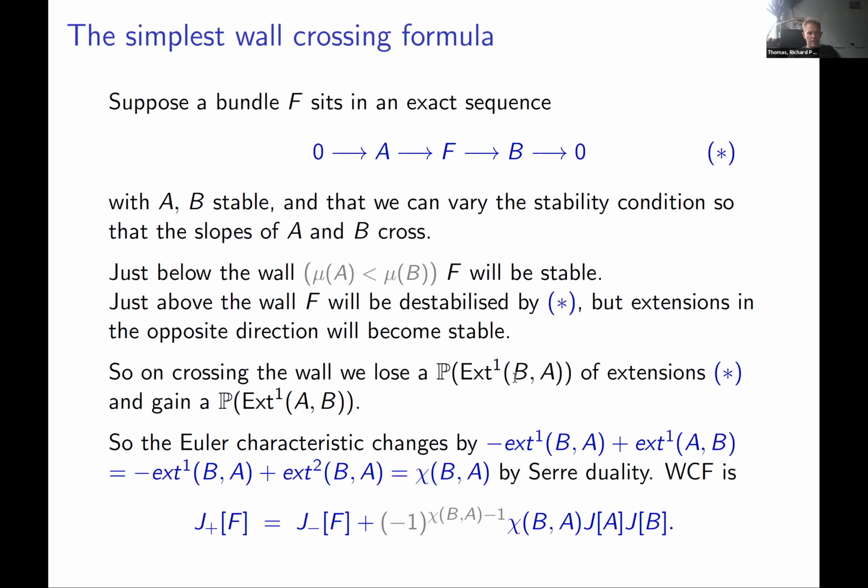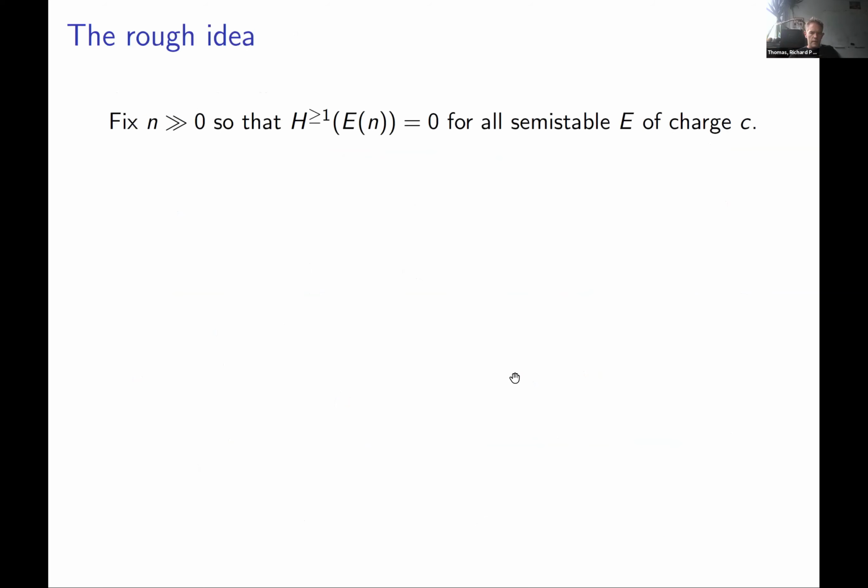Okay, so there's one or two main slides. That's one of them. Are there any questions about that? So that's the wall crossing formula. And then this is the other main slide: what is the main idea? How are we going to understand rank r DT invariants in terms of lower rank? So it's in the following way.